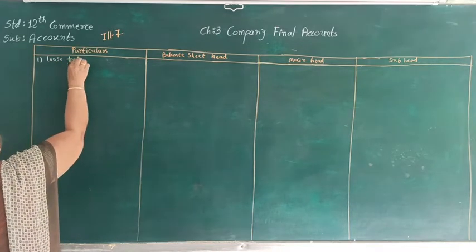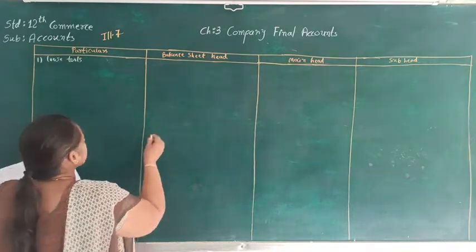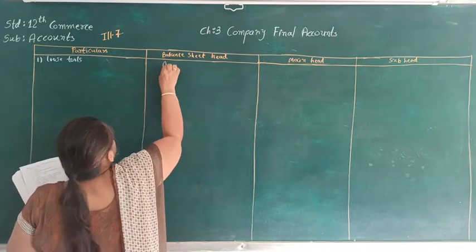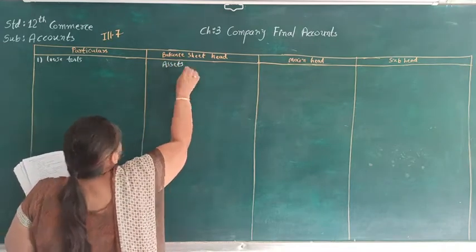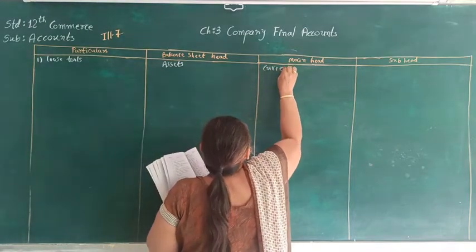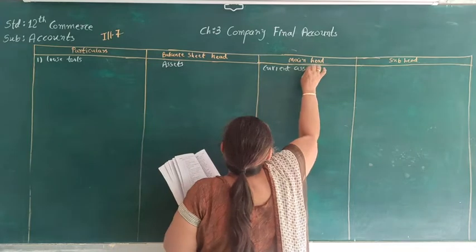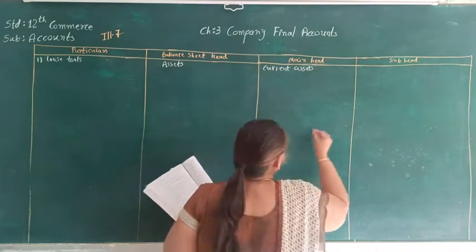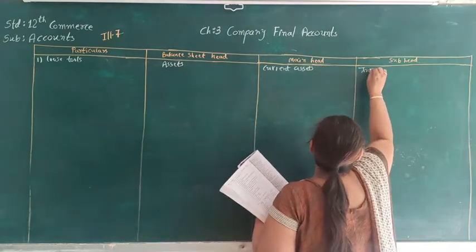Loose tools, as we know, are a current asset and inventory. So here we will write assets, where it is a current asset, and it will be shown under the subhead inventory.